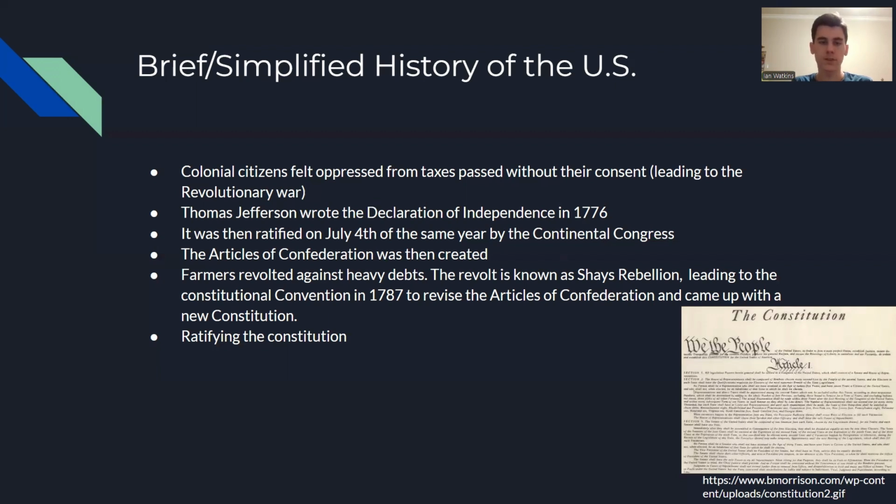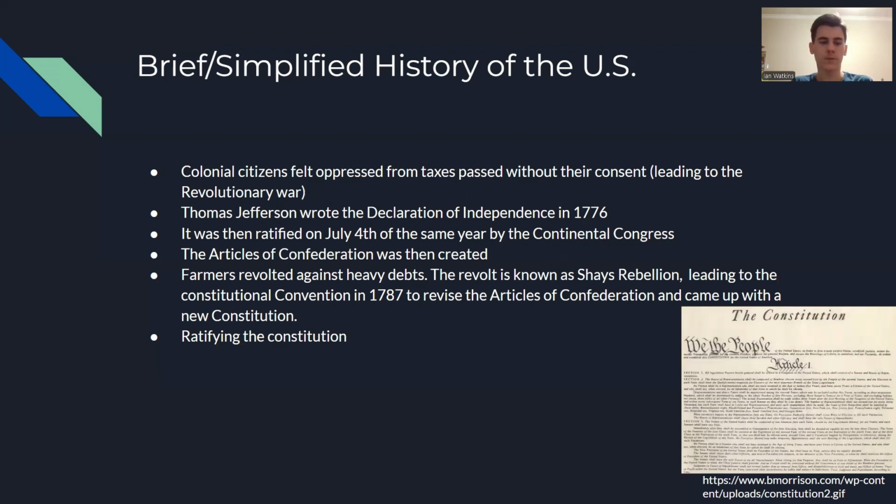It helped show the state and federal governments that they weren't the strongest and that they needed to be revised and gone over. So that helped lead to the Constitutional Convention in 1787 to revise the Articles of Confederation, which also led to a completely new constitution being made.